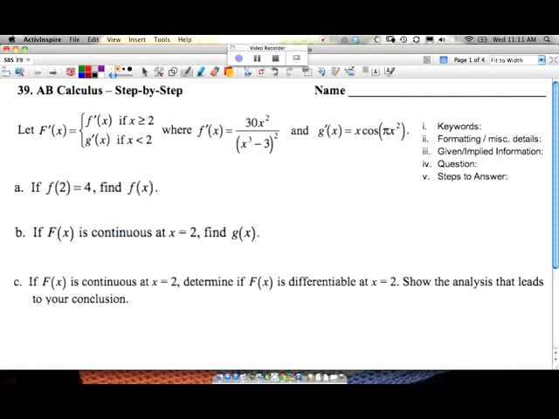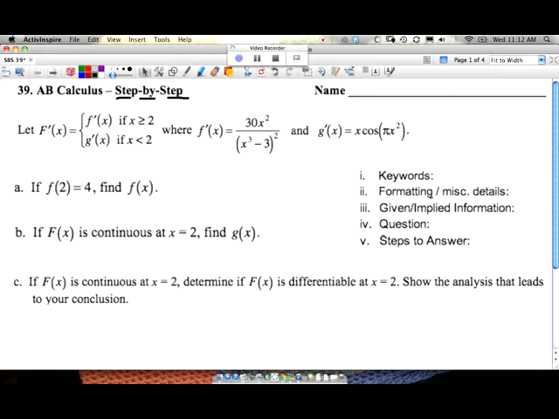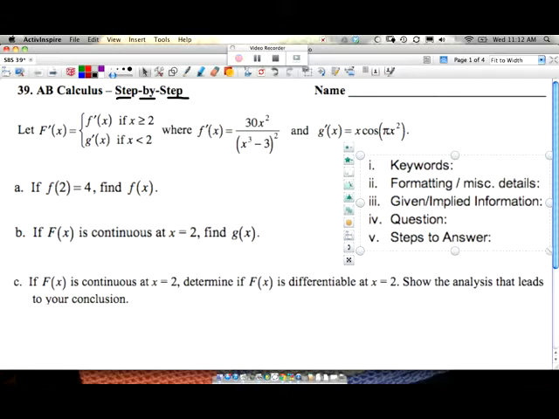Alright, Calculus, we're going through some free response practice here, especially with the step-by-step packet. A few things to keep in mind. We're going to try and go through this process throughout the entire time here. We're looking for keywords, formatting or other details, given and implied information. What's the question, and then how do we answer that?